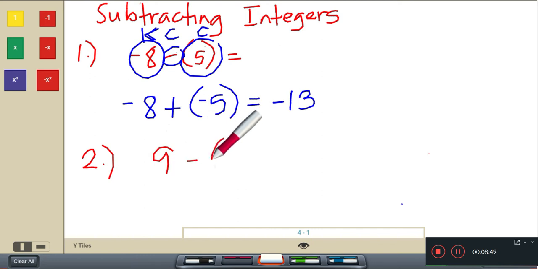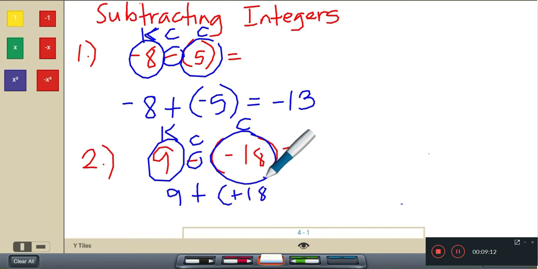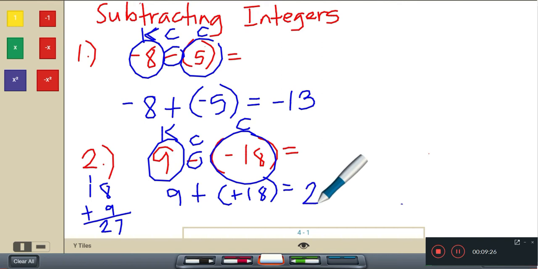9 minus negative 18. What will be the answer? I will again circle this, and I have keep, change, change: 9 plus positive 18. If you add that, 18 plus 9, you have 17, carry 1, 27. And they're both positive.